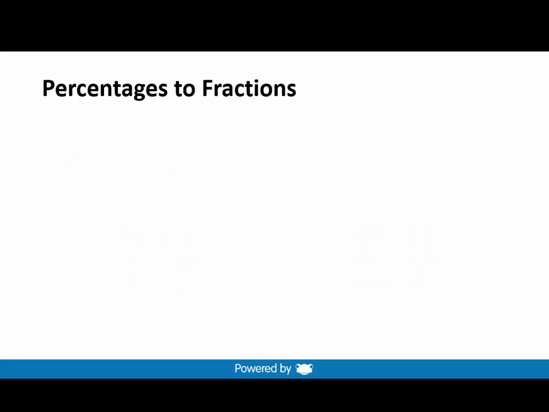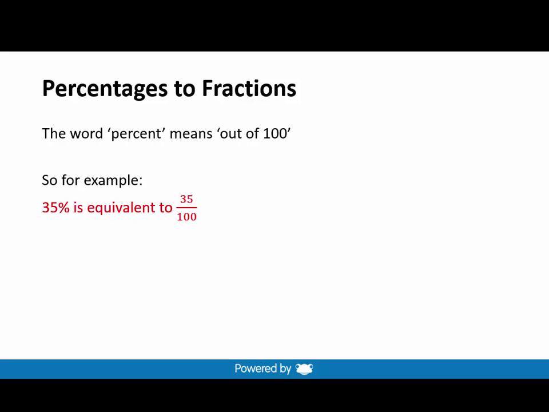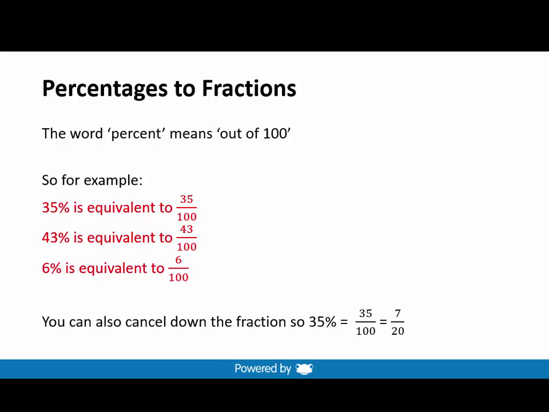Then we'll think about percentages to fractions. We know the word percent means out of 100. So for example, I know that 35% is equivalent to 35 out of 100, or 35 hundredths. 43% is equivalent to 43 hundredths, and 6% is equivalent to 6 hundredths. You can also cancel down the fraction. So 35% we know is 35 hundredths, but this will simplify to 7/20ths.